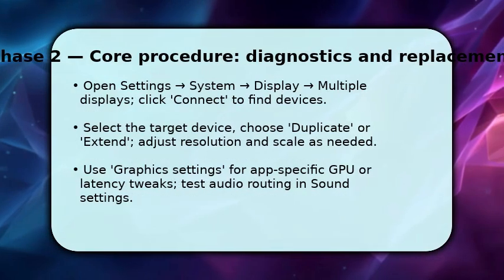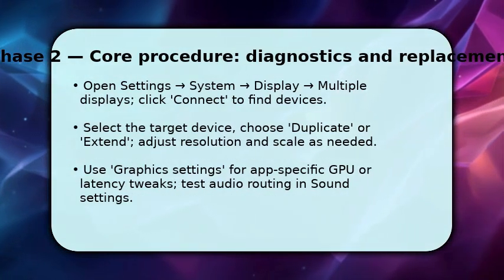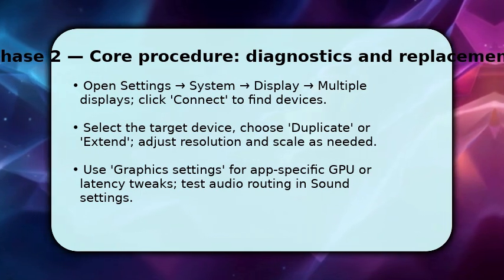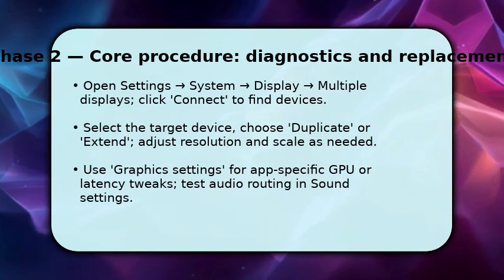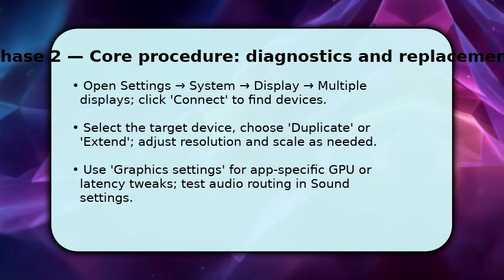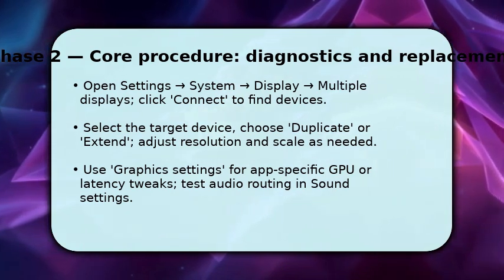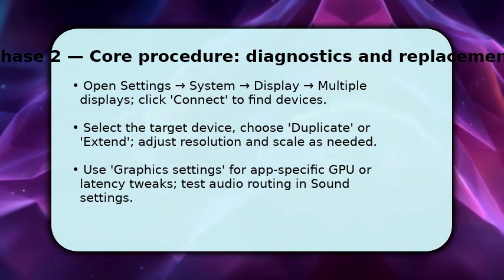You now go into Settings, right arrow System, right arrow Display, and scroll to Multiple Displays. Click Connect to scan for the receiver. When the target appears, select it and pick Duplicate to mirror or Extend to use a second screen. Choose Resolution and Scaling to match the TV. Lower resolution reduces lag. Make sure audio output routes to the receiver if you want sound.